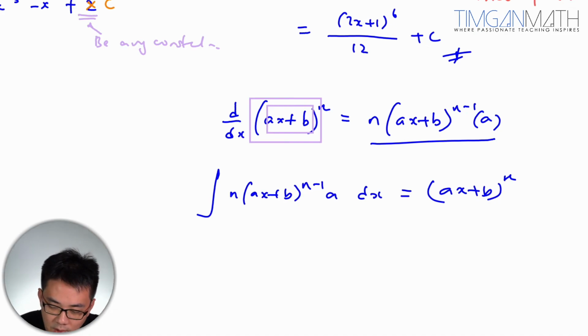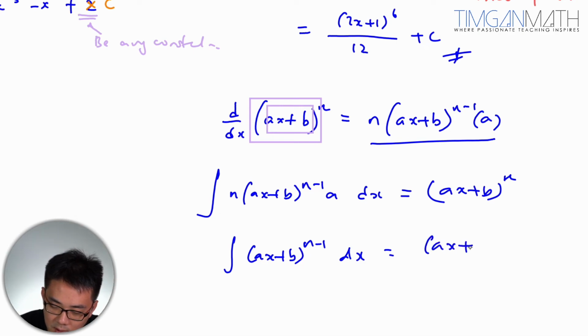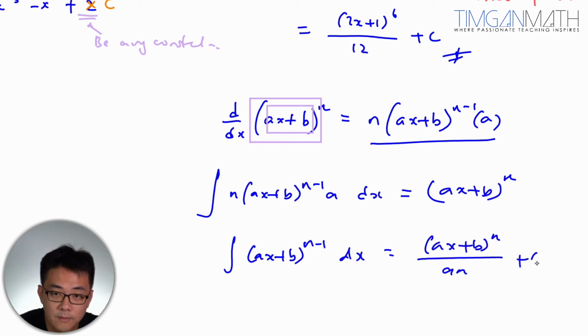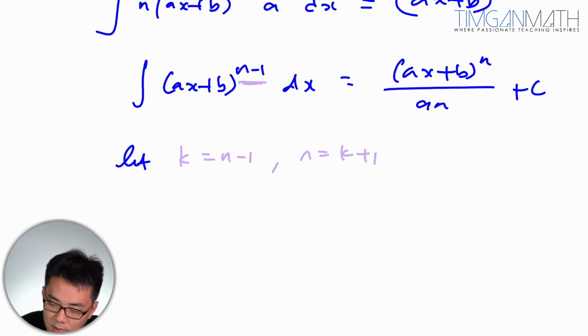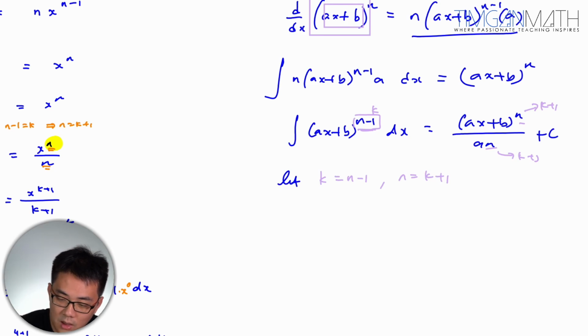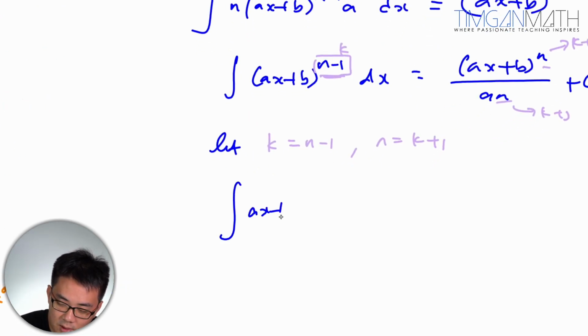Okay? So same thing, you see this a here, so that's why this constant can bring it up. So the integral of ax plus b to the power of n minus 1 dx equals ax plus b to the power of n over an, plus c. And once this is done, this is pretty okay. We just let this be arbitrary, so let k equal n minus 1. So n is equal to k plus 1. So this will be k plus 1, this will be k plus 1, and this becomes k. We just let this be k. Okay? So this is how you show why the formula is as such.